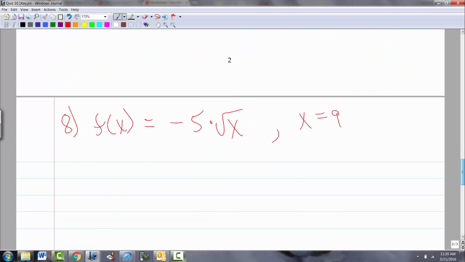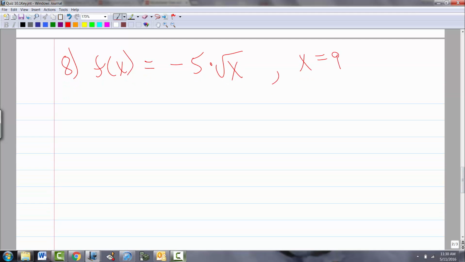All right, here we go. Number 8. For those that did it, watch. For those that didn't, I don't know. Take a look. So, same directions. Find the equation of the tangent line at x equals 9. So I guess what we could do right now, what is the square root of 9? 3. 3 times -5. So this point is on this graph.